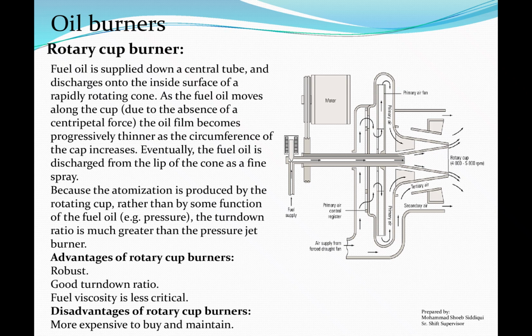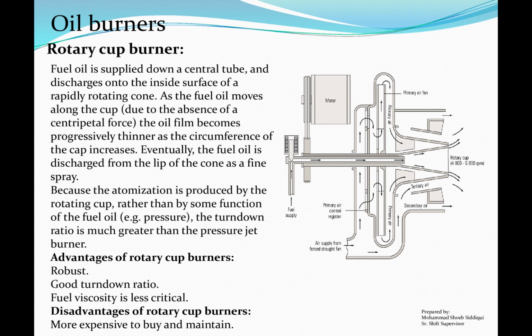Rotary cup burner. Fuel oil is supplied down a central tube and discharges onto the inside surface of a rapidly rotating cone. As the fuel oil moves along the cup due to centrifugal force, the oil film becomes progressively thinner as the circumference of the cup increases. Eventually, the fuel oil is discharged from the lip of the cone as a fine spray. Because the atomization is produced by the rotating cup rather than by some function of the fuel oil, for example pressure, the turndown ratio is much greater than the pressure jet burner.